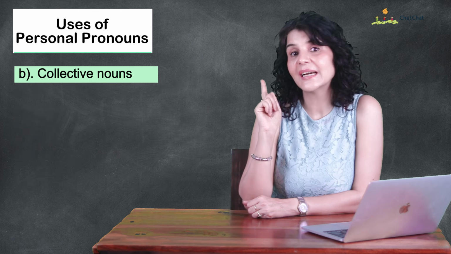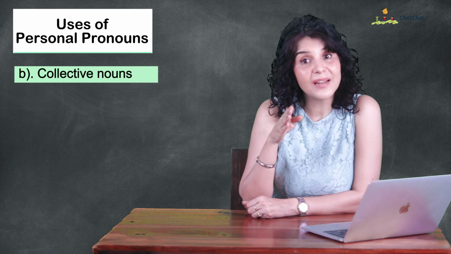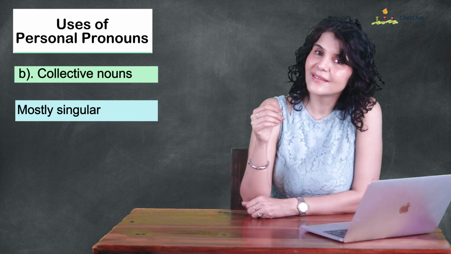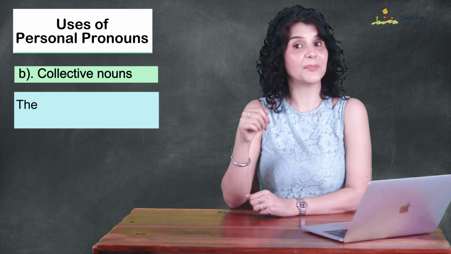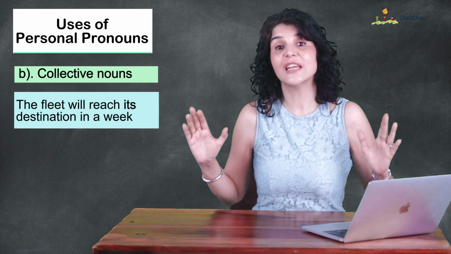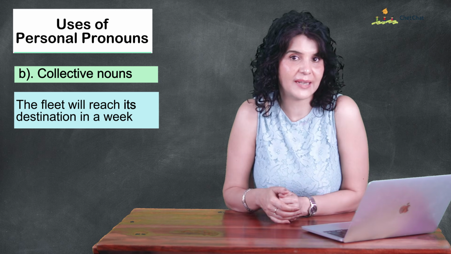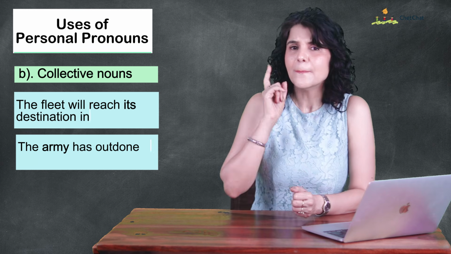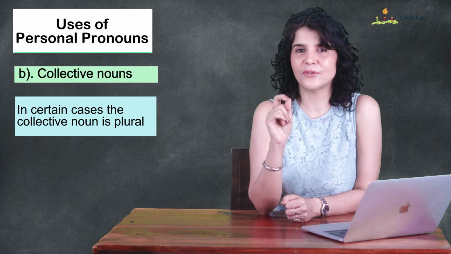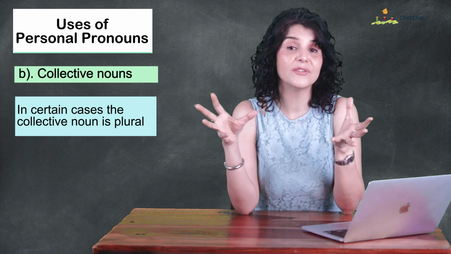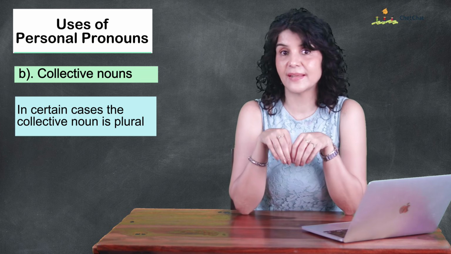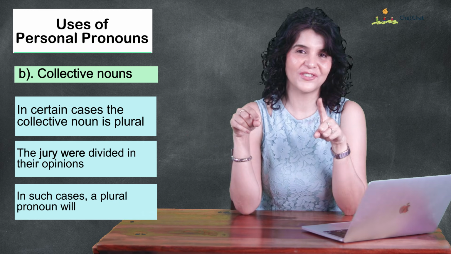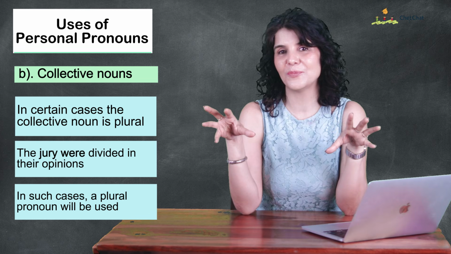Let's see what happens with collective nouns. Now, collective nouns are mostly treated as singular. In such cases, singular pronouns will be used. Example, the fleet will reach its destination in a week. The army has outdone itself. But in certain cases, the collective noun is used to represent separate individuals within the group. Example, the jury were divided in their opinions. In such cases, a plural pronoun will be used.